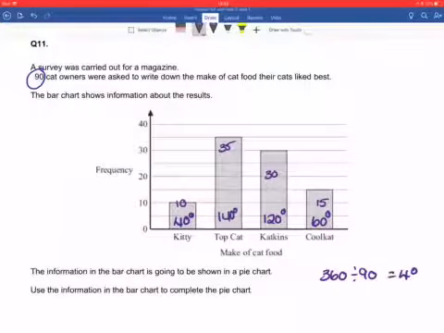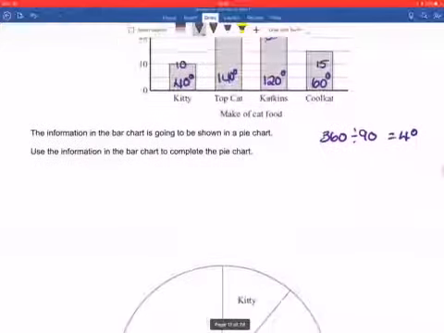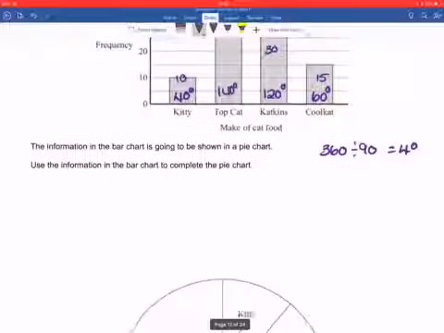Let's just check. 140, 180. I think I've gone wrong there somewhere, have I? Let's have a look. 35 times 4. I think it might be that one. 140, yeah. So 140 plus 120 plus 60 plus 40. Is it 360? Yeah, I have done it right. And then literally I carry on. So I need to do 140 for Top Cat.